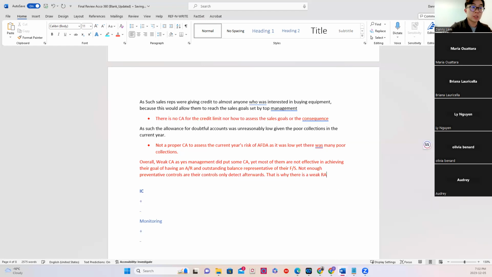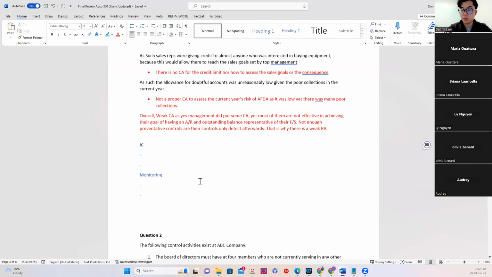Weak risk assessment, right? Because if there's a proper risk assessment, usually things are automatic because you're doing it in the future, but now since it's afterwards, it's detective. It's more detective controls right now, so that's why they have a weak risk assessment. So very good point. Anything else, guys?